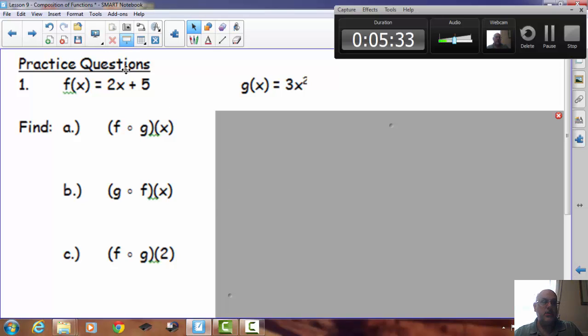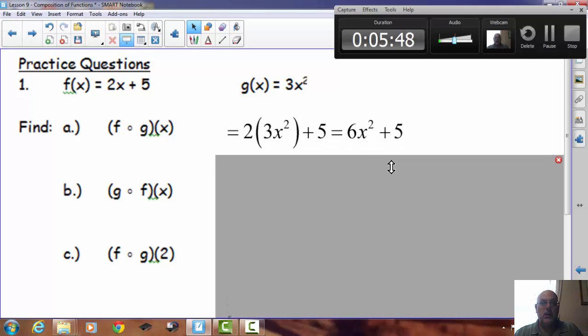Here's your f of x is 2x plus 5. Your g of x is 3x squared. F following g of x, that means I'm going to take the 3x squared and put it into the first function where the x appears. So I have 2 times 3x squared. Don't forget to drag the 5. 3 times 2 is 6, x squared plus 5.